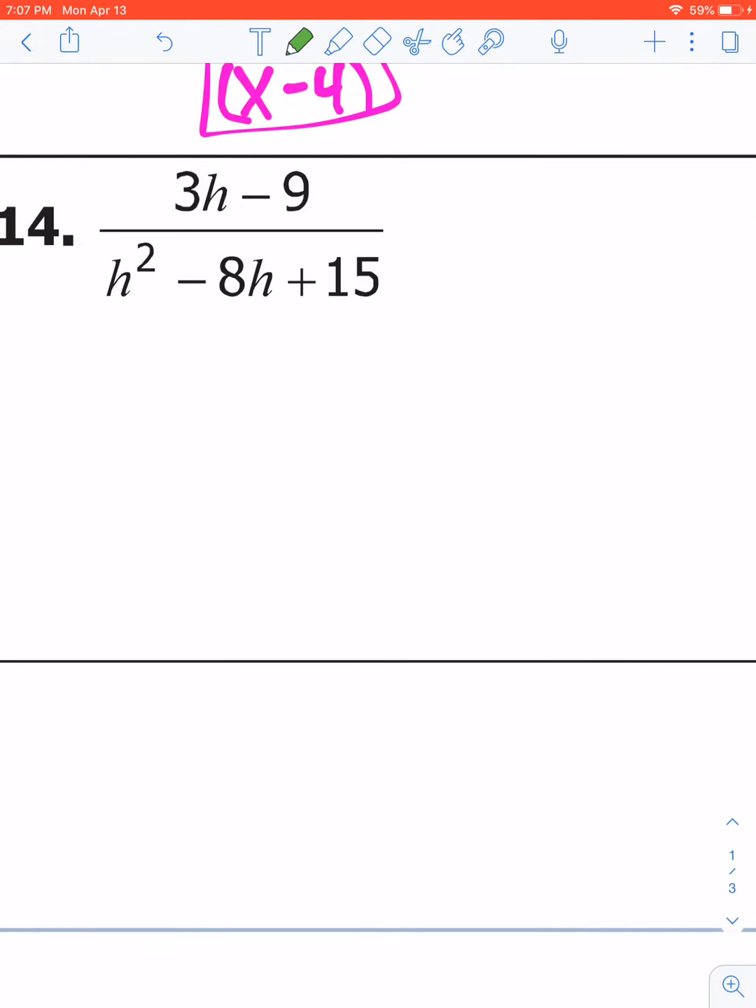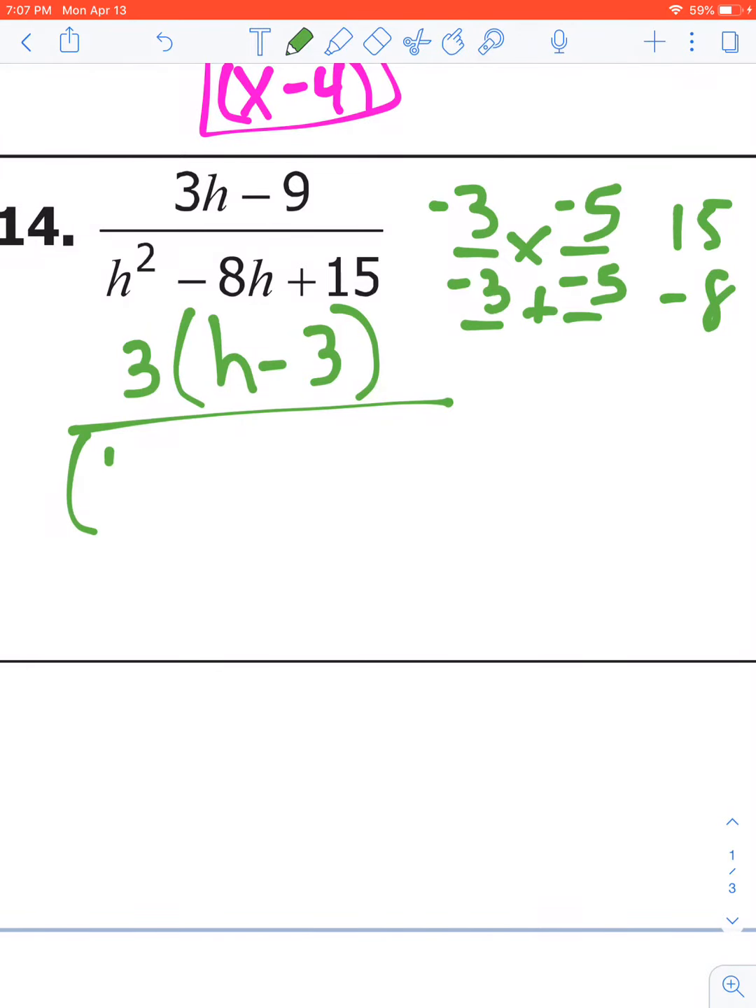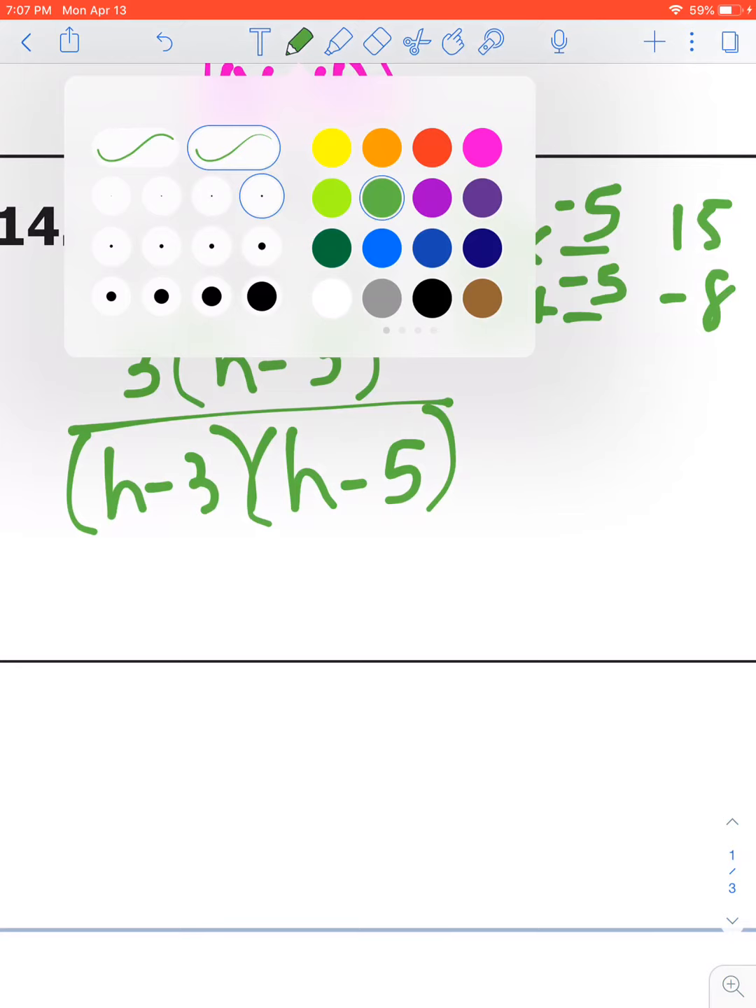Problem 14 is a very similar problem. We can take out a 3 in the numerator because that's my greatest common factor. The denominator is 3 terms, so I have to find 2 numbers that multiply to give me 15, but that add to give me negative 8. So that's going to be a negative 3 and a negative 5. So I end up with h minus 3, h minus 5. That's the factoring part. And then now I'm ready to cancel.